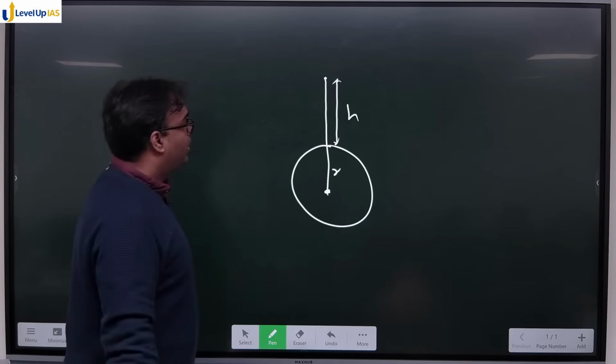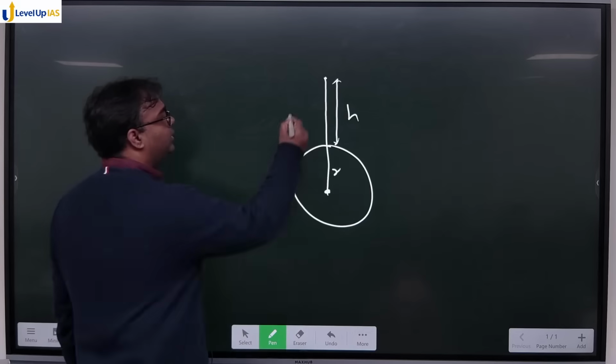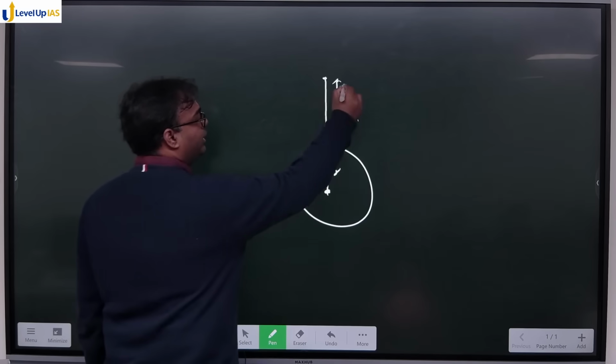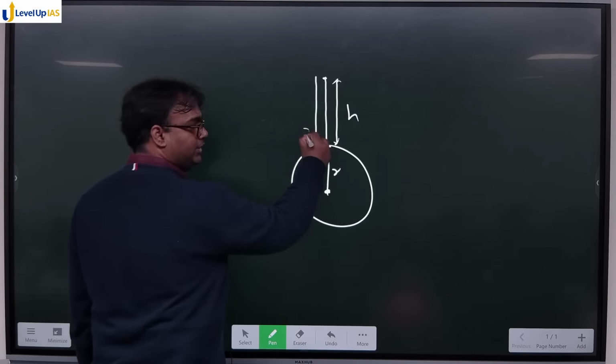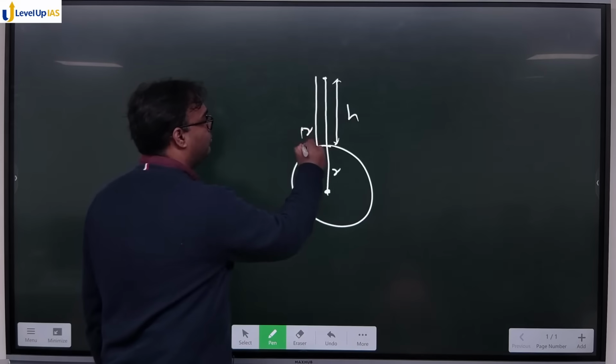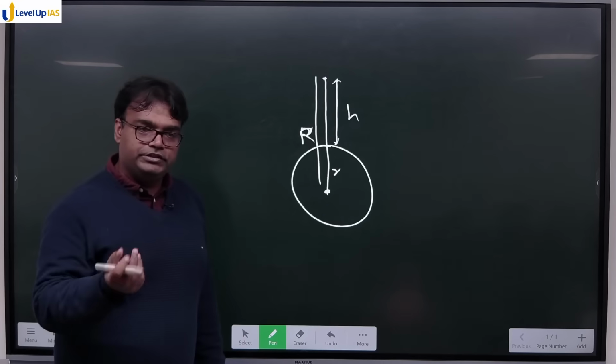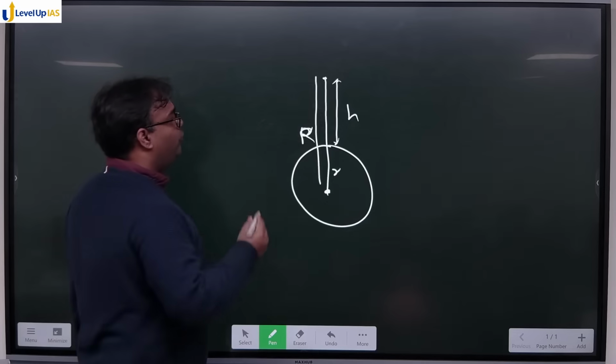Fine. Now, suppose we want to launch a satellite at a height h or at a radius R from the center of earth. Let small r represent the radius of earth, which is 6400 kilometers. So what do we need to do?